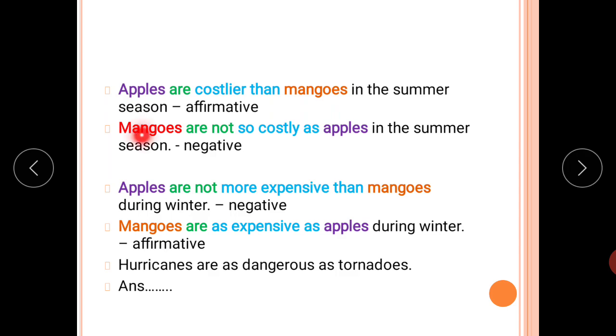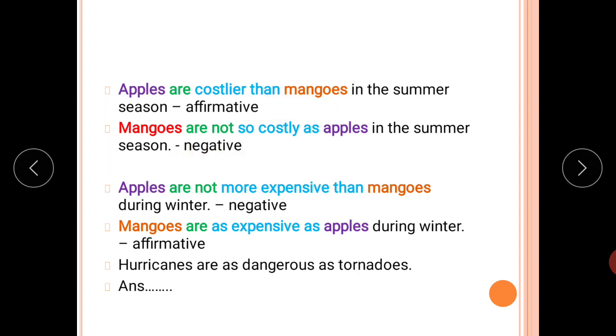Okay, first one is mangoes. Second one is verb changed to negative form. Third, costlier than. It is in comparative. We need to change that into positive. So costly as. And this change, interchange of this word, apples comes here. Mangoes are not so costly as apples in the summer season. Okay, if the given comparative sentence is in positive or affirmative, you need to change that into negative.